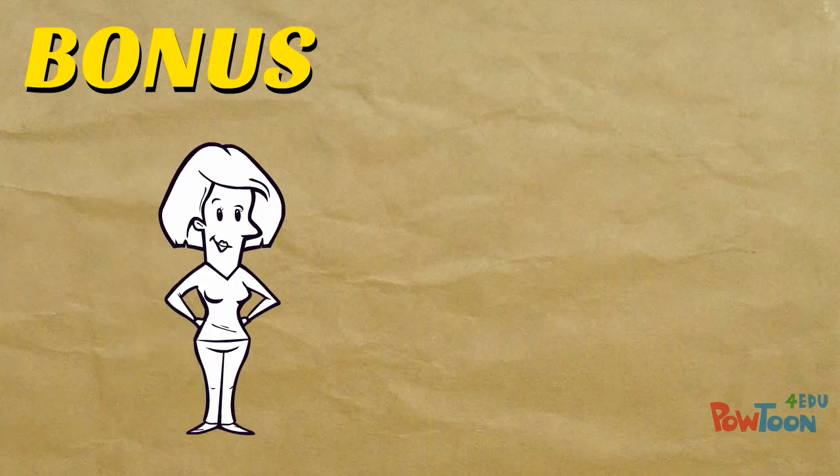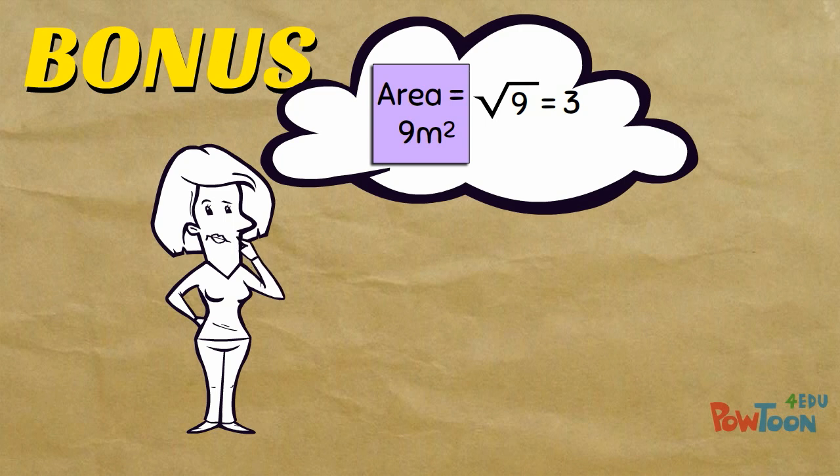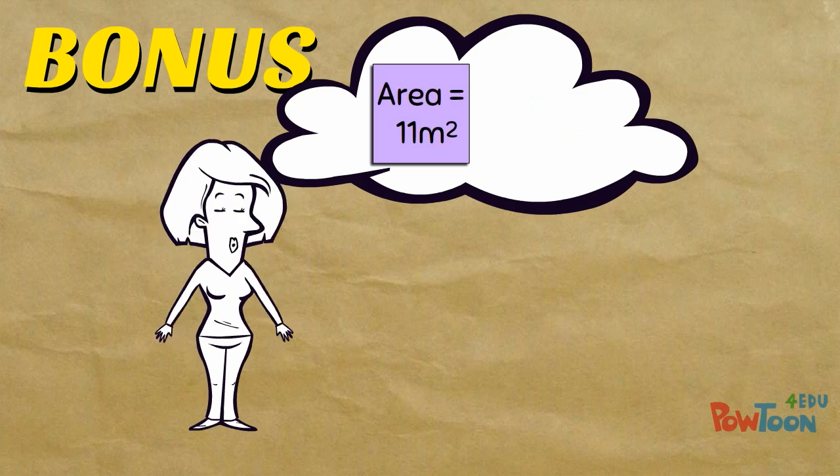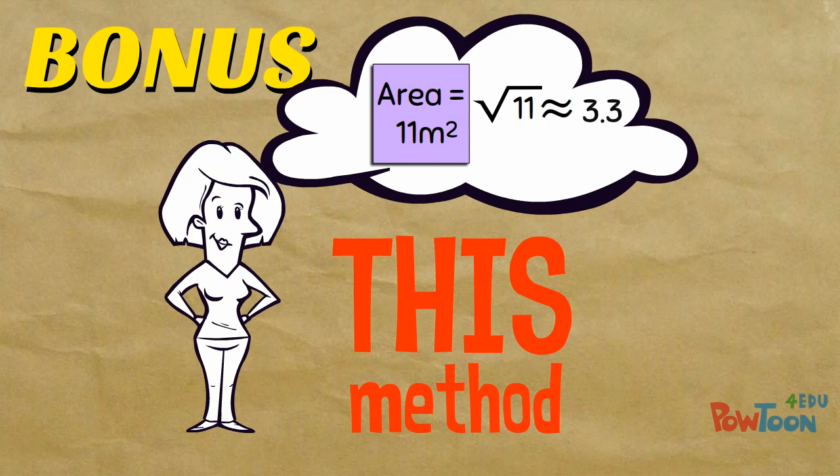Here's a bonus idea for you. You know how we use the area of a square to find the missing side length? Well, sometimes you're going to get a square whose area is not a square number. Guess what you can use to estimate the side length? If you said this method, you've got it.